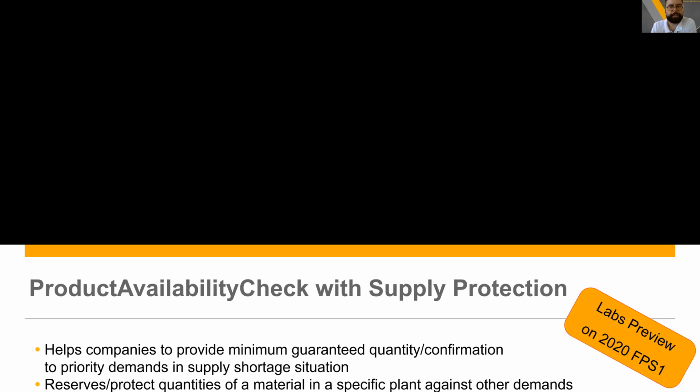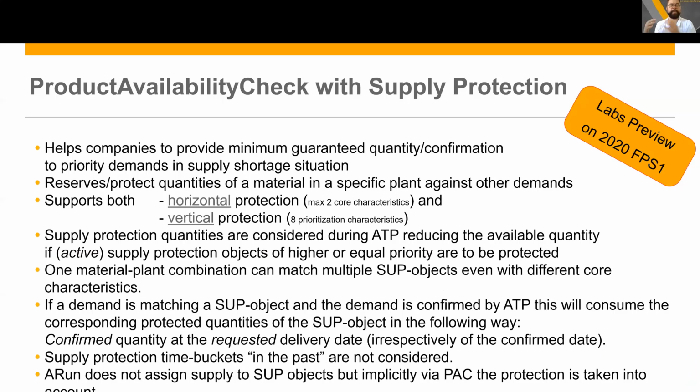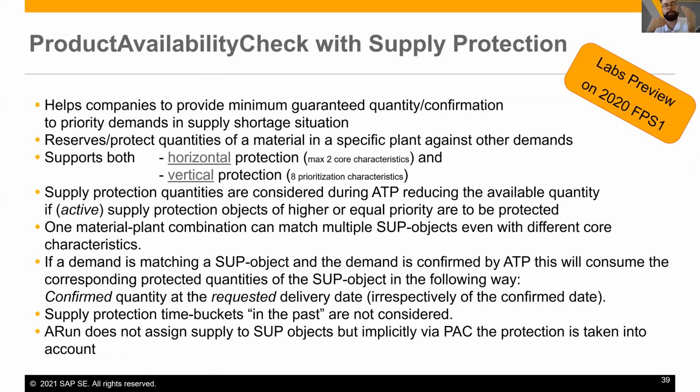So the supply protection actually is a new feature that is incorporated into the product availability check and allows, in contrast to the product allocation, where you model some kind of an upper boundary of what confirmation is, what maximum can be confirmed, the supply protection is able to model some kind of a minimal boundary, so a lower boundary, what should be reserved minimum for requirements with certain characteristics.